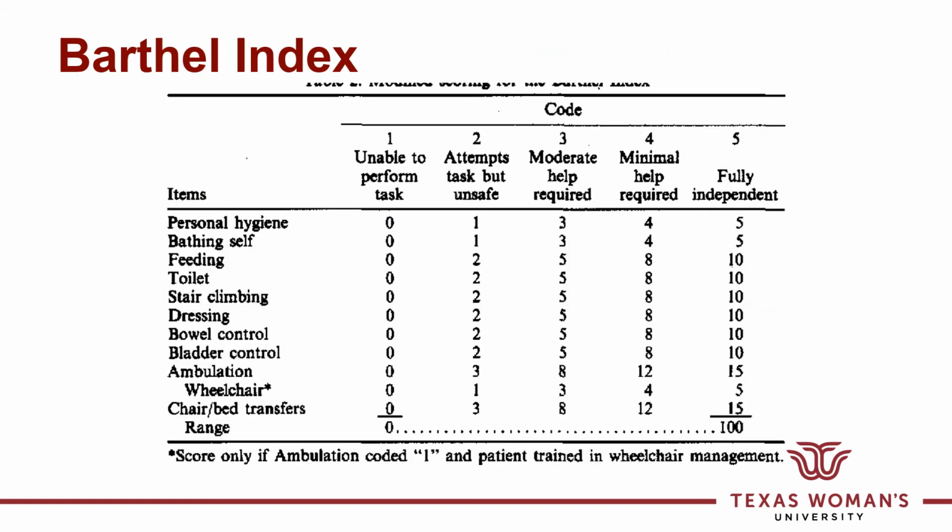The Barthel Index is another assessment that addresses areas of personal hygiene, bathing, feeding, toileting, stair climbing, dressing, bowel and bladder control, ambulation, and transfers, which are all listed here. And you can see the scoring is rated from 1 to 5, and the Barthel Index gives us an idea of how much functional assistance is needed and can show us progress that is being made. It will also help us determine whether or not our intervention is being effective and is improving in these areas, or if we need modifications to our treatment plan.